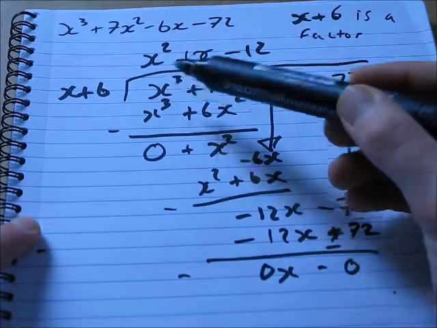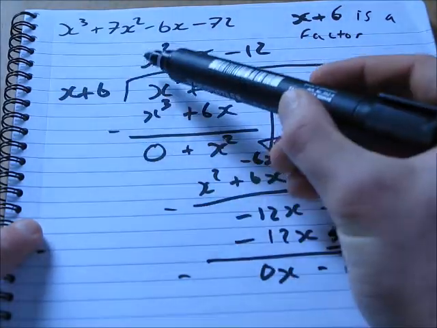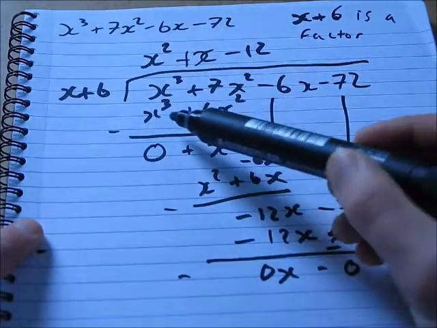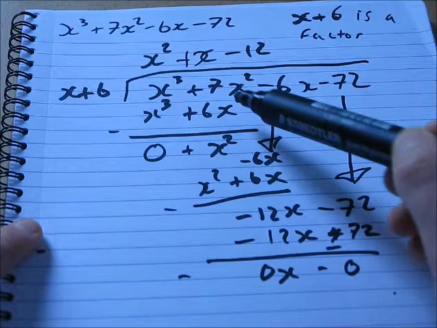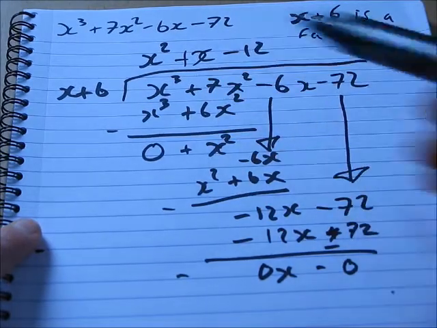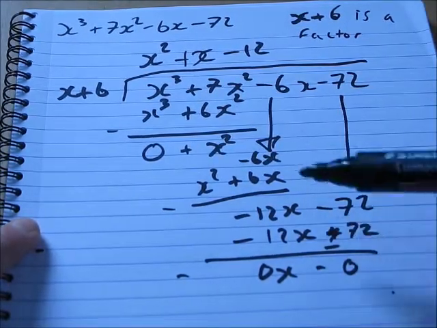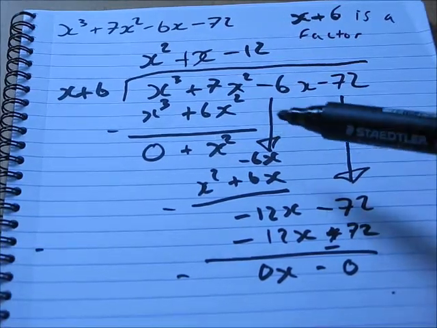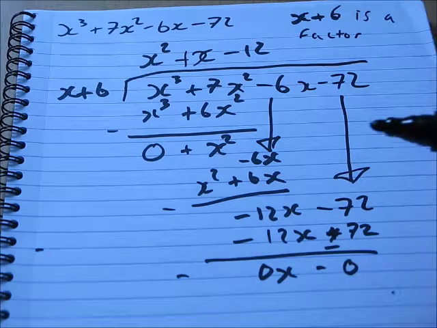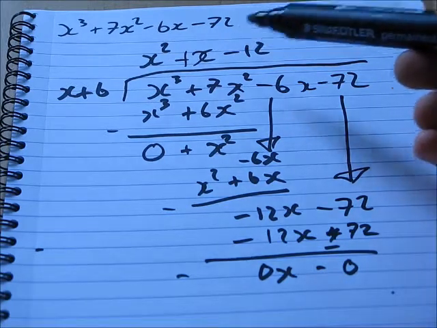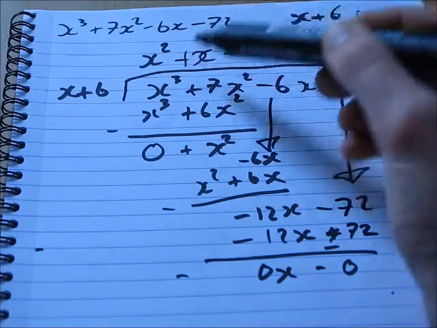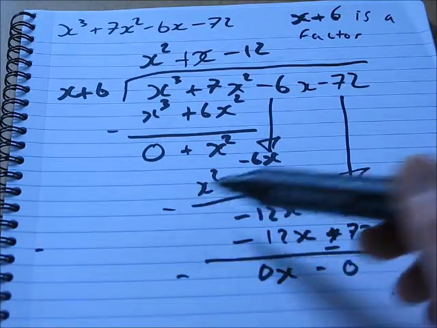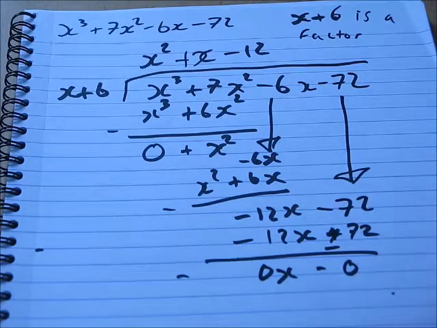So what you've done there, you said x cubed divided by x is x squared, and then you times the x squared by x plus 6 to get x cubed plus 6x squared. You minus that from the original to get 0 plus x squared. Now you've got x squared minus 6x, bring the minus 6x down, divide that by x, you get plus x, and then x times x plus 6x is x squared plus 6x. You're going to minus that, and then it all should cancel out to get 0.